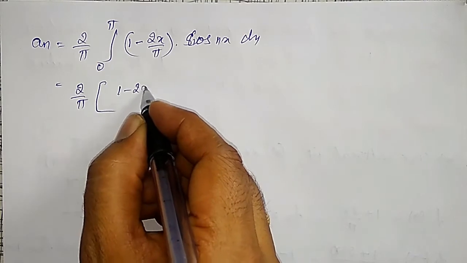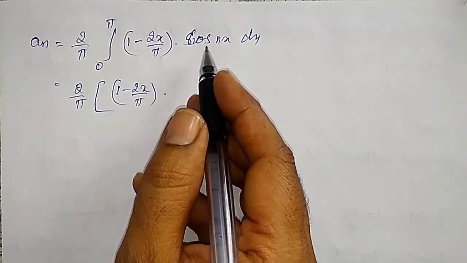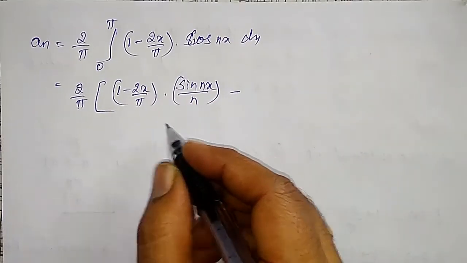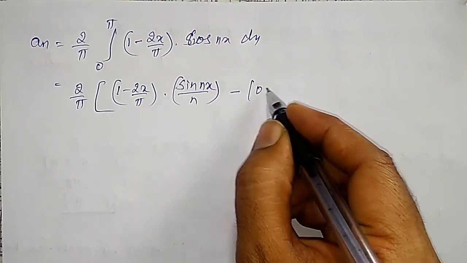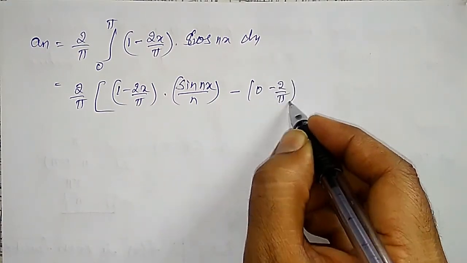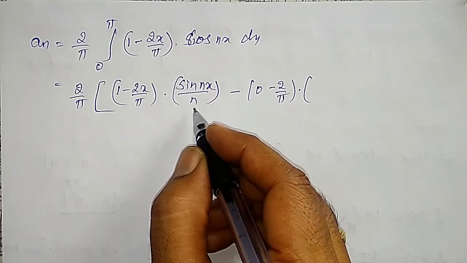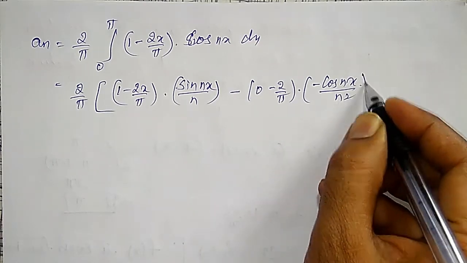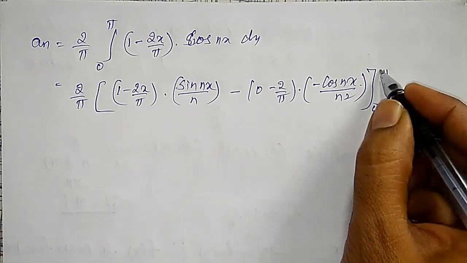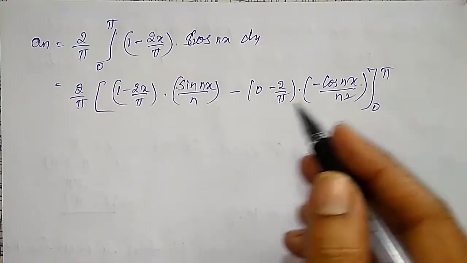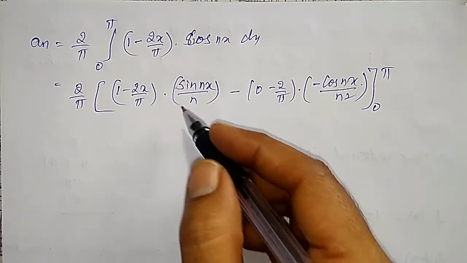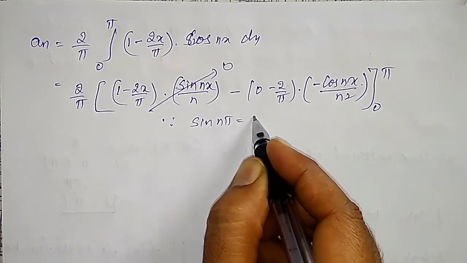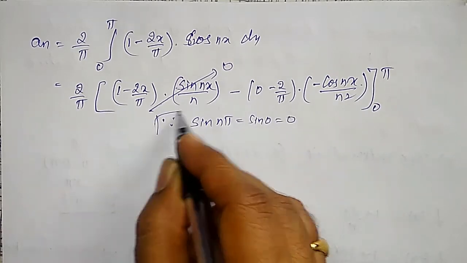1 minus 2x by pi as it is into integration of cos nx, which is sin nx divided by n, minus differentiation of 1 minus 2x by pi, that is 0 minus 2 by pi, into integration of sin nx, which becomes minus cos nx divided by n square, between the limits 0 to pi. And for 0 to pi, the sin containing terms, sin n pi and sin 0, will become 0, since sin n pi and sin 0 are equal to 0.